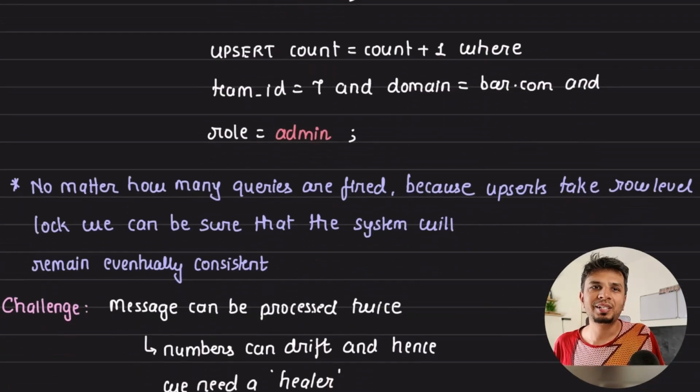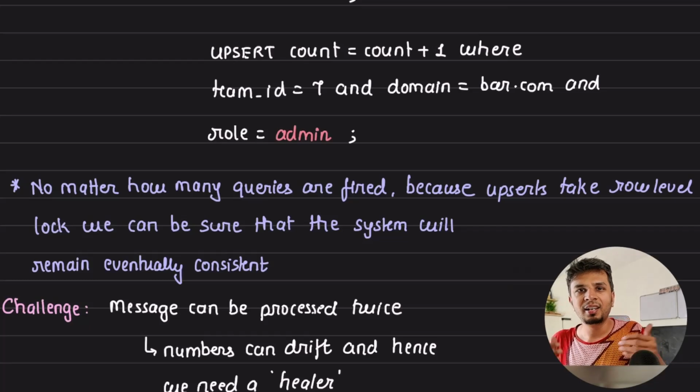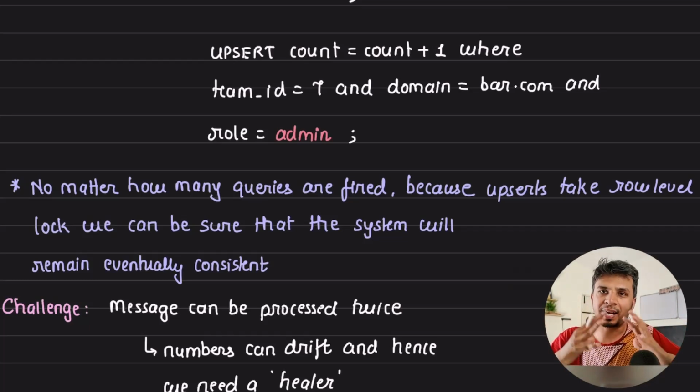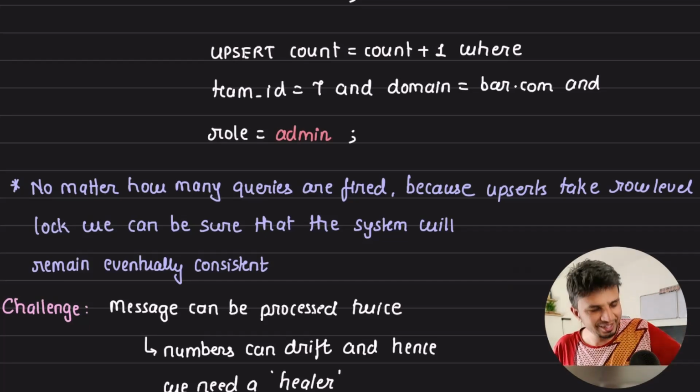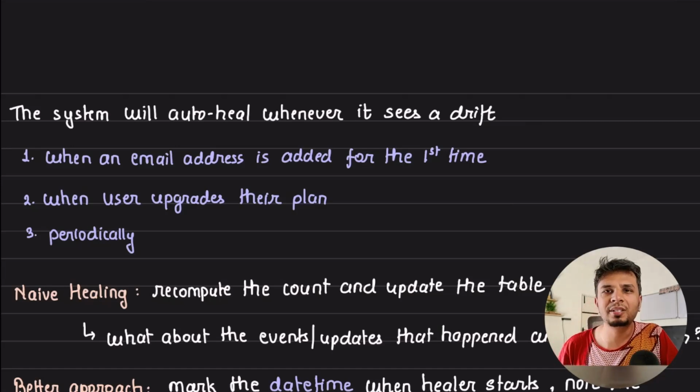Which is where what Slack did is they built a healer service whose job is to periodically heal the numbers and bring them back to a consistent state. But when you do that, an interesting challenge crops up. Now what is this challenge? First of all, the healer service is triggered whenever we see a drift. But how do we know that there is a drift? So you apply heuristics here.